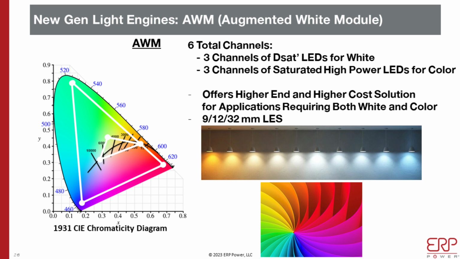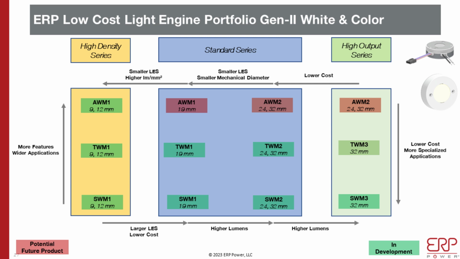And you can see on the left-hand side on the 1931 CIE chromaticity chart, we have the triangle which shows the white, and then we have the large triangle that goes all the way to deep green, deep blue, and deep red, and is capable of producing saturated colors.